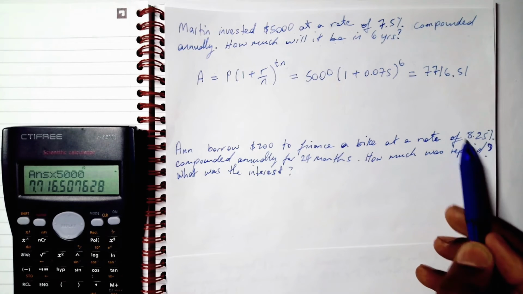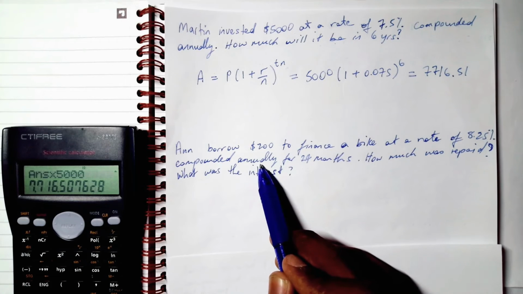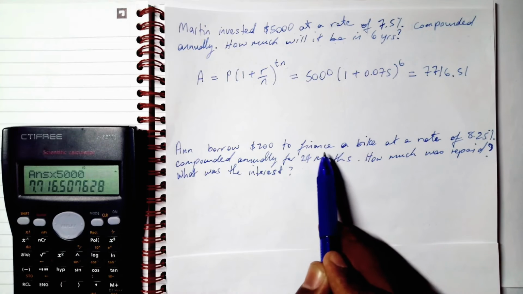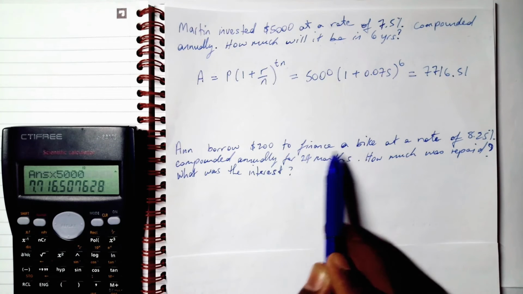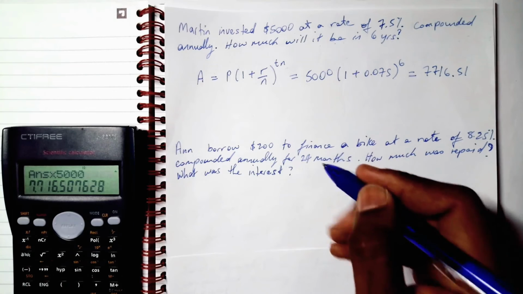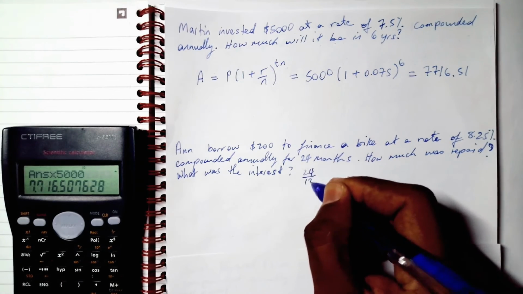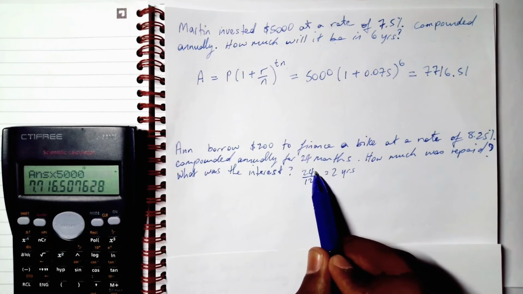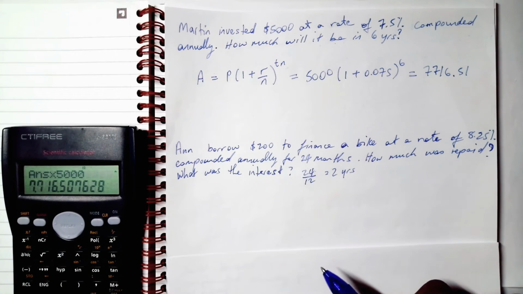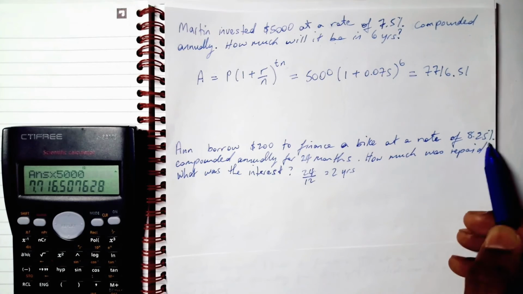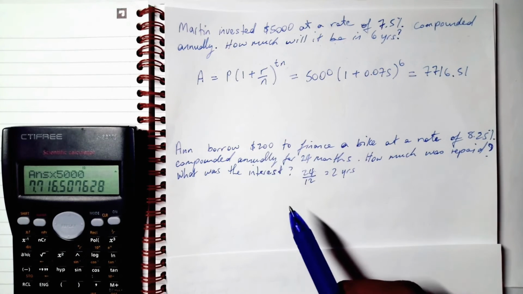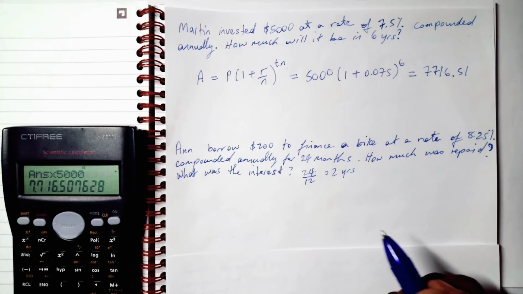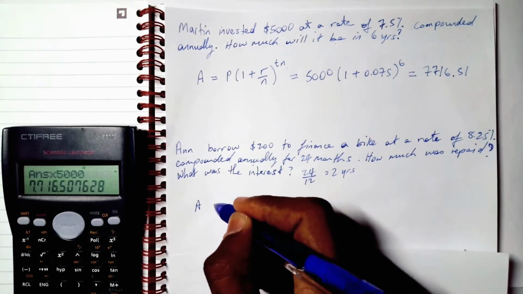Because our interest rate is compounded annually, we must convert our time period from months to years. So 24 months divided by 12 is equal to 2 years. That's how we convert from months to years. We divide by 12. So our time period is in years, interest rate is good, principal is good, compounded annually, so n is 1. Now we can proceed with actually finding what A is.